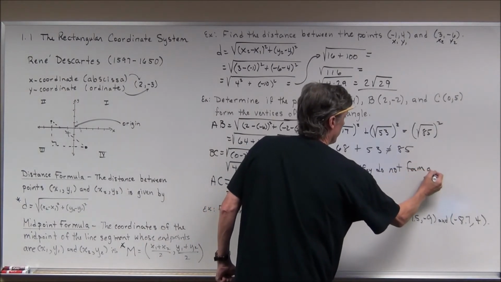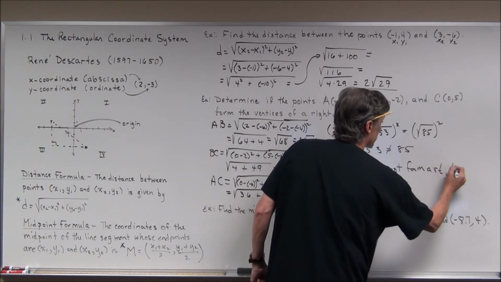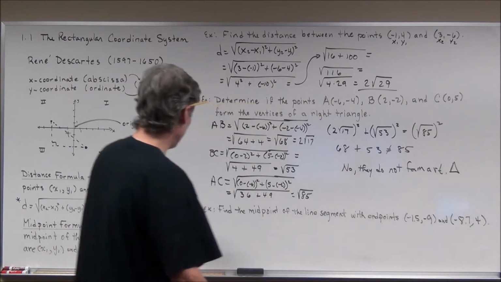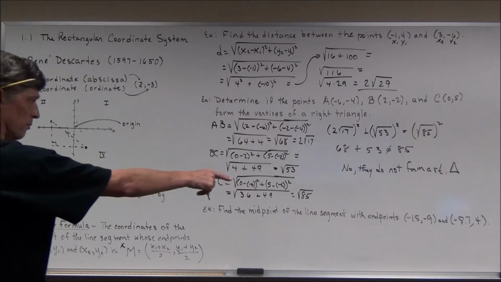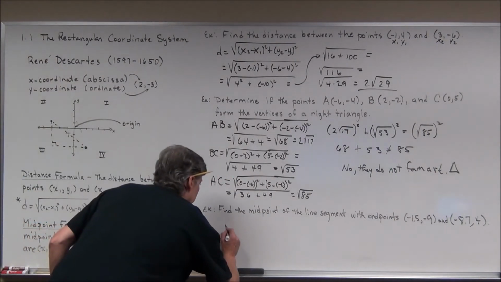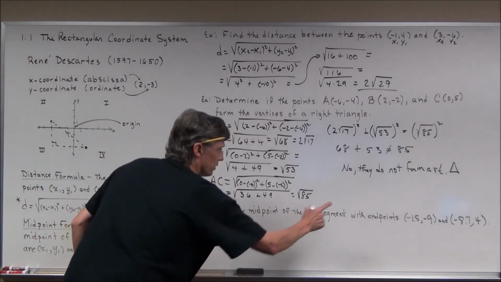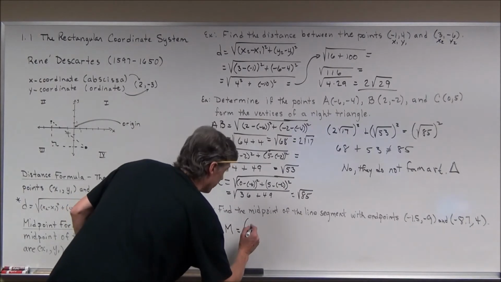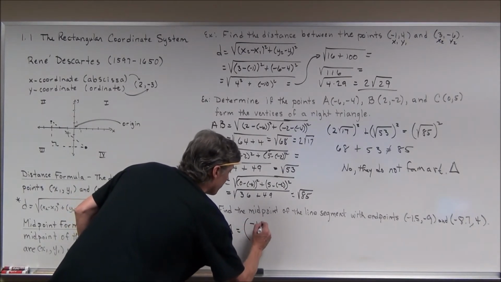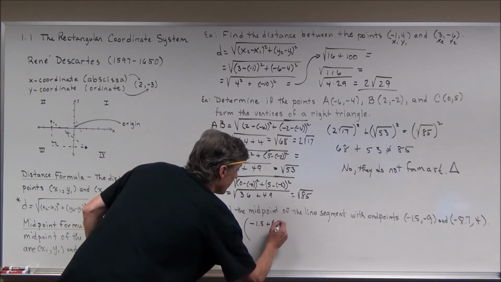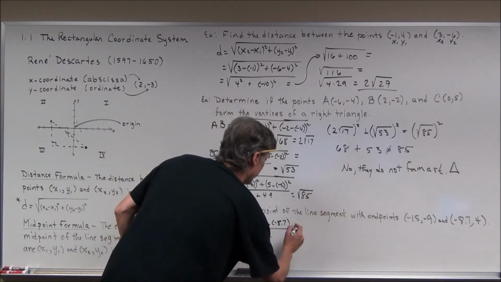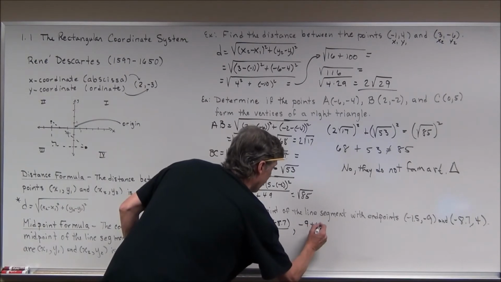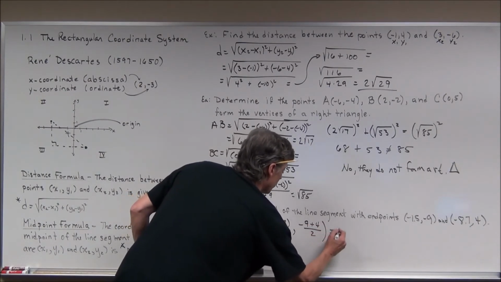All right, and then the last example here is finding the midpoint. I threw some decimals in, but that's all right. We can still find the midpoint. I can do arithmetic with decimals. We average the x values, so that's negative 1.5 plus negative 8.7, and then I average the y values, so that's negative 9 plus 4.